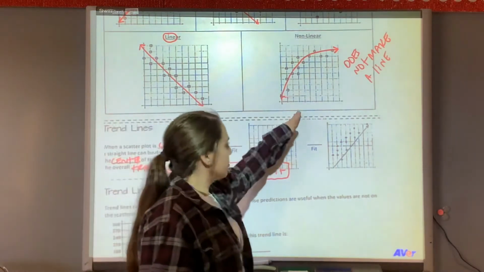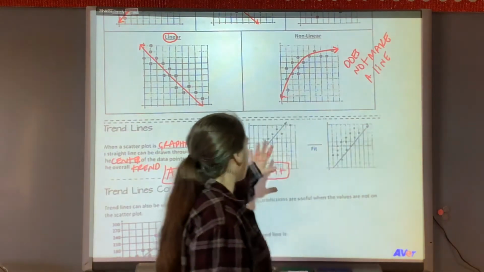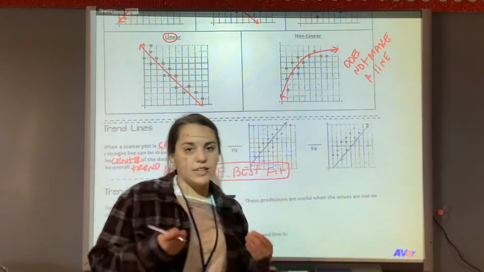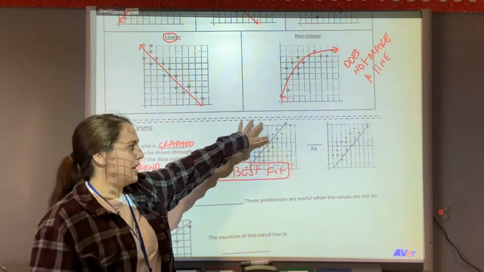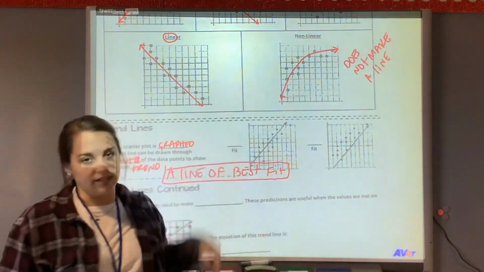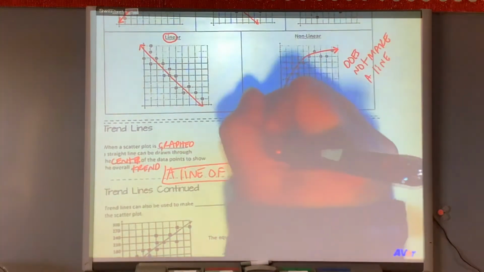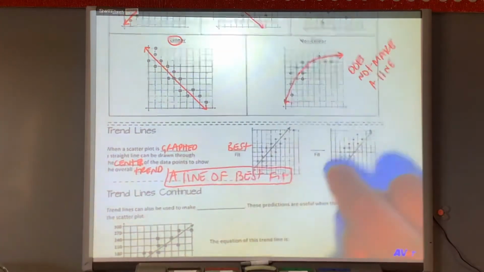This is a positive trend. This is a positive trend also. However, only one of these is a correct trend line. The correct trend line goes through the center of the dots, which is this one. This is a line of best fit. The other one does not go through the center of the dots.